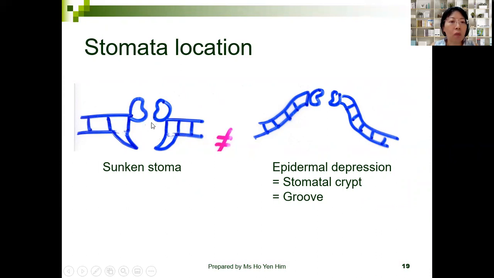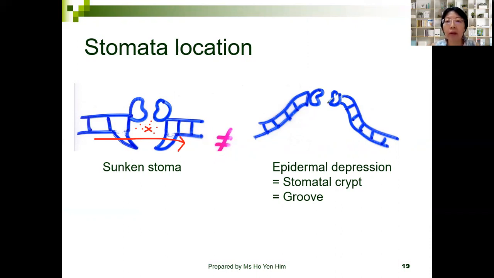Because of the sunken stoma, even without these 2 hairs, can you see this area of air is actually blocked by these 2 epidermal cells, so that when the wind blows, it cannot blow this region here. So whatever water vapor is here will not be blown away by the air. That will maintain the water potential here. It will not reduce the water potential. Okay? So this is called sunken stoma.